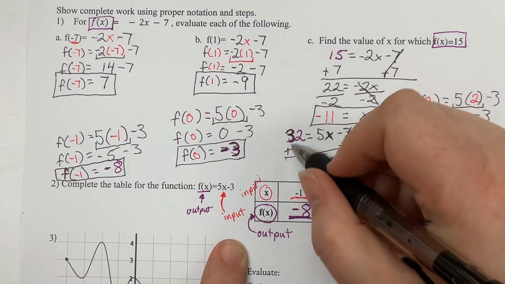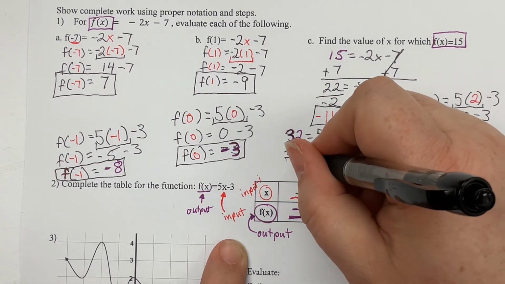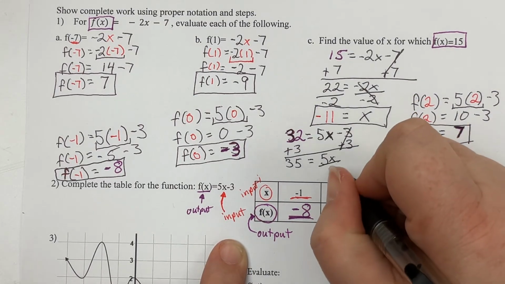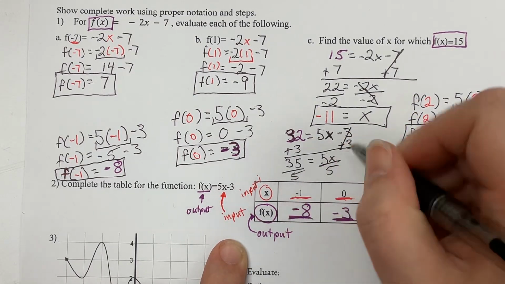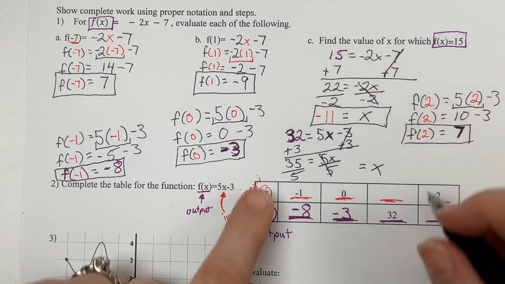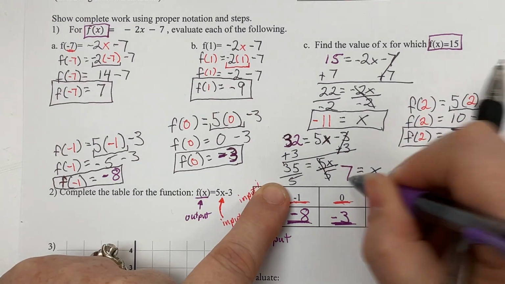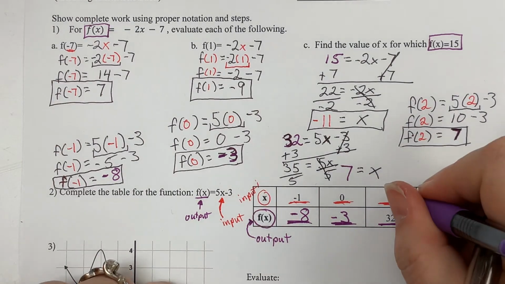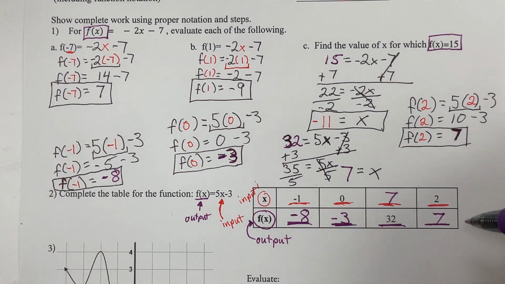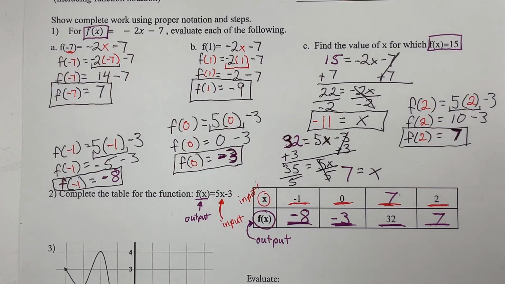5x equals 32. 2 plus 3 is 5. 35. Divide both sides by 5. And I'm left with x equals 35 divided by 5 is 7. Okay, the fact that these are both 7s, that means nothing. I put in a 7, I get out a 32.